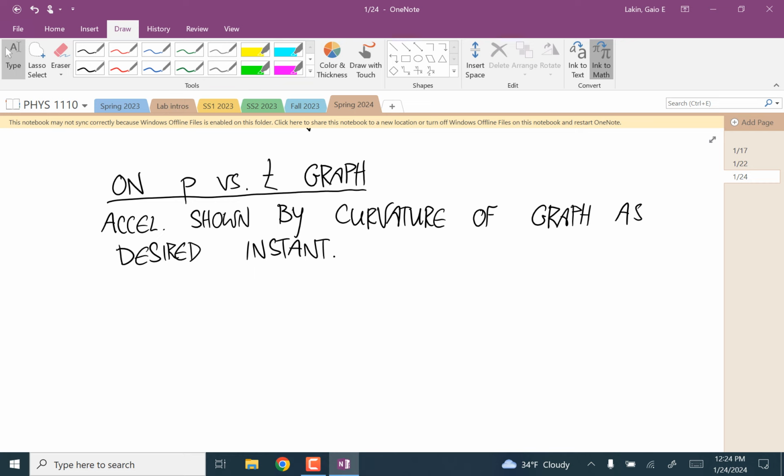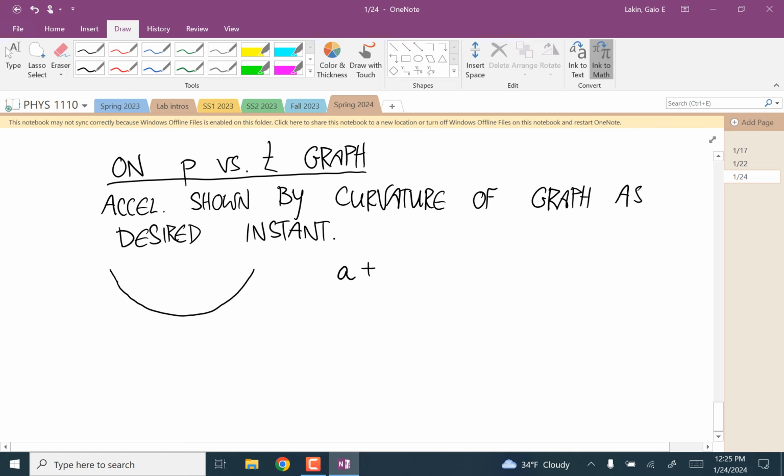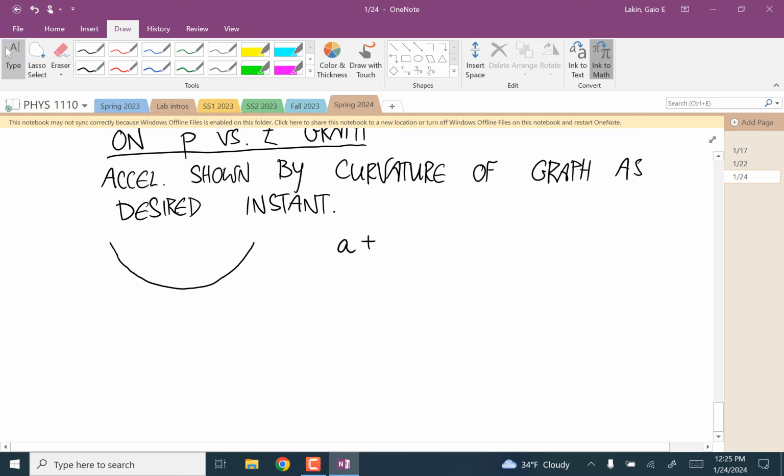So if at the desired instant you have part of a concave up curve like that, the acceleration is positive. If you have no curvature, then you just have a line of some kind. It could be like this or like this or like this. But if there's no curvature, then the acceleration is equal to 0.